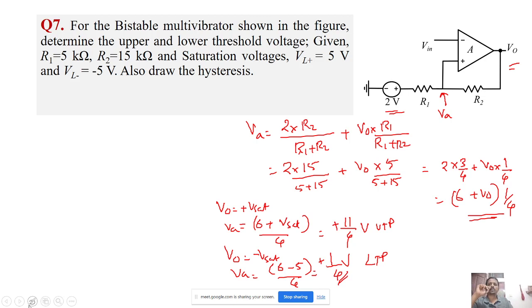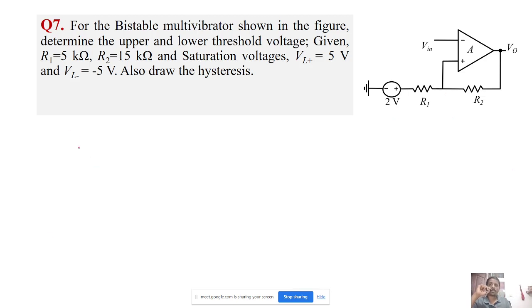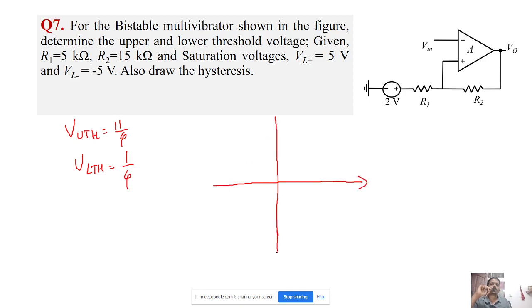Okay, so I will just draw the hysteresis. So I have UTH as 11 by 4 and lower threshold as 1 by 4. Okay, so upper threshold is 11 by 4, so I'll write it here, 11 by 4 and 1 by 4. Okay, so assume the output is high. Output is high means the threshold is 11 by 4.